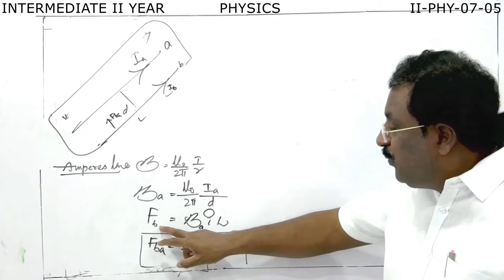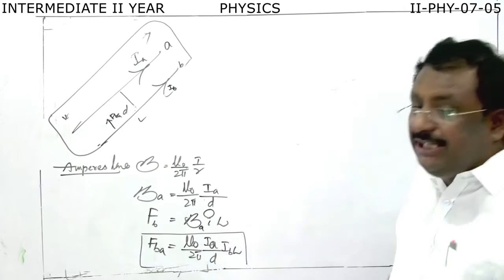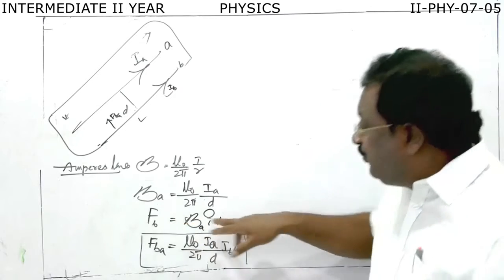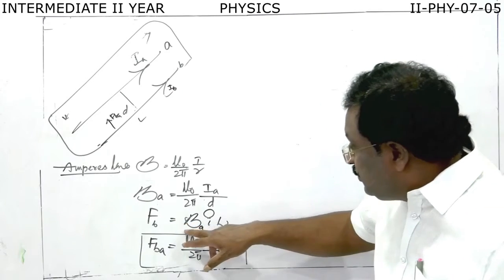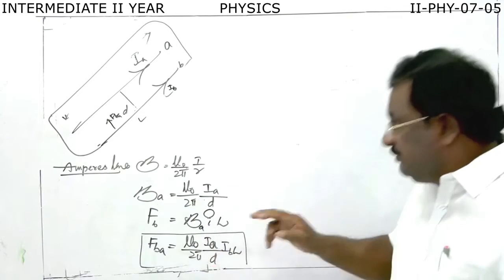Now this is the force on B. In this magnetic field, we are keeping another current carrying conductor. Now this other current carrying conductor B experiences a force. We can write the force as BIL, where B is the magnetic field.